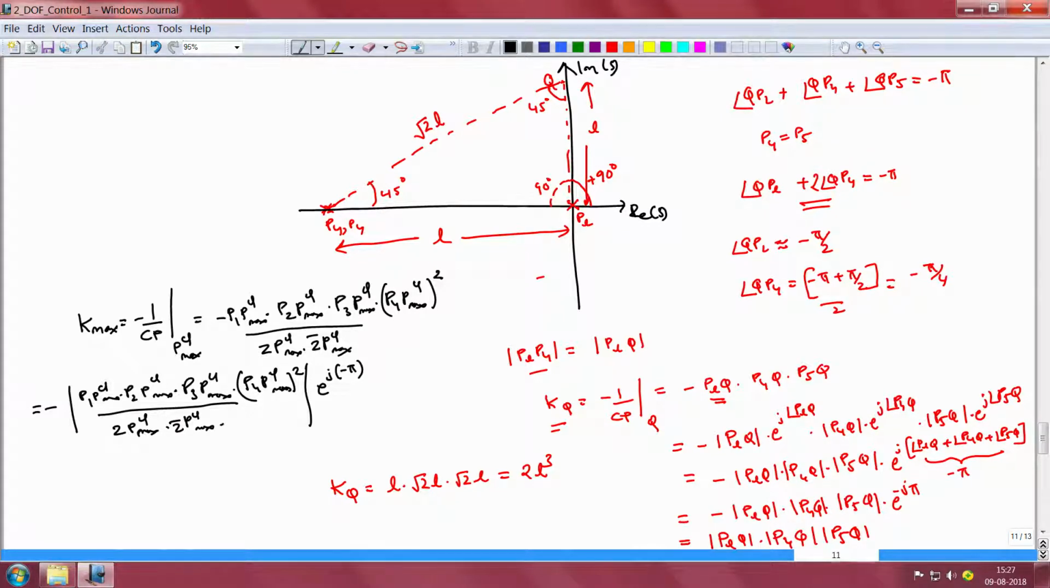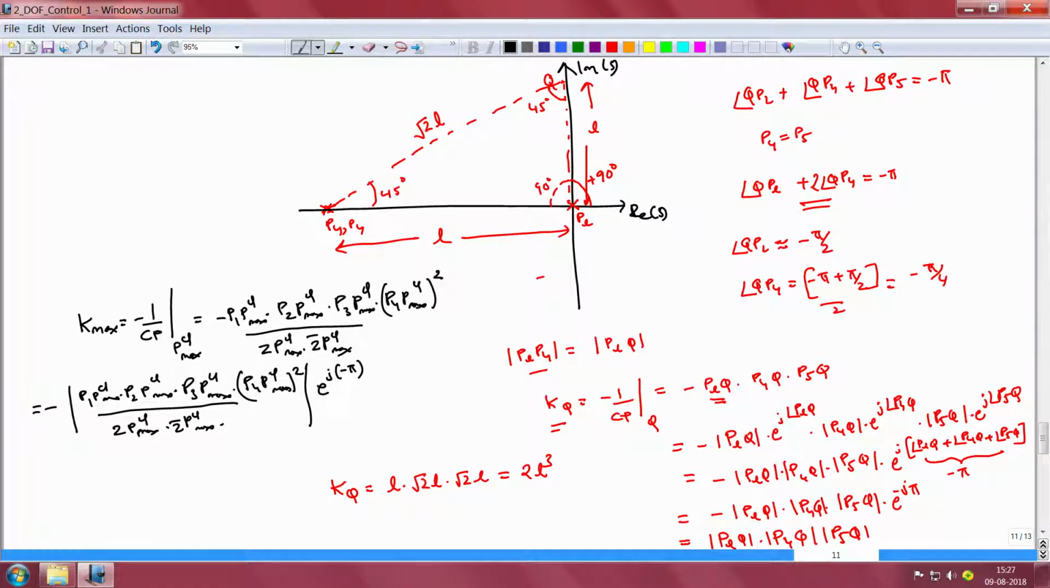Therefore k max will be simply equal to the term within this modulus sign, namely the magnitude of P1 PCL max times P2 PCL max times P3 PCL max times P4 PCL max the square divided by Z PCL max times Z bar PCL max.